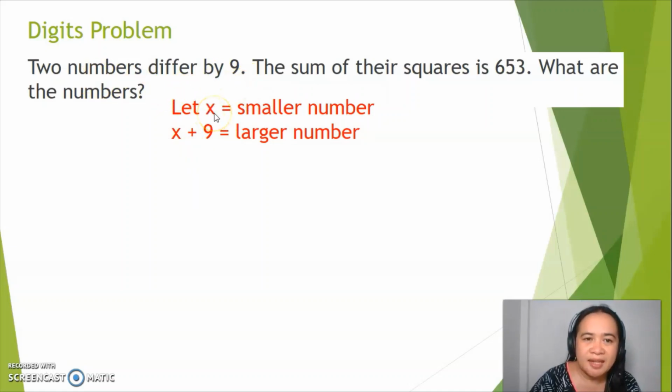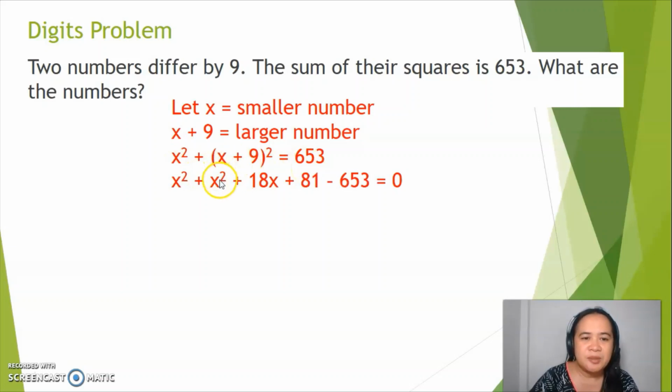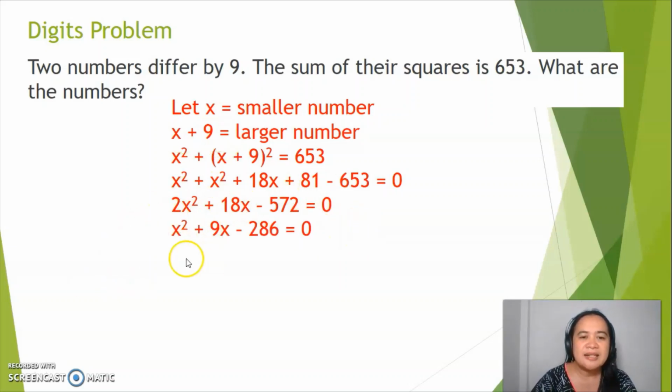So if one number is x, to get the other number we will add x, or the number, and 9. Now, the sum of their squares is 653. So that would be x squared plus quantity x plus 9 squared is 653. Expanding this would be x squared plus 18x plus 81, and transfer 653 to the other side, we will get this one. Combining like terms, we will get this, and dividing this entire equation by 2, we will end up with x squared plus 9x minus 286 equals 0.